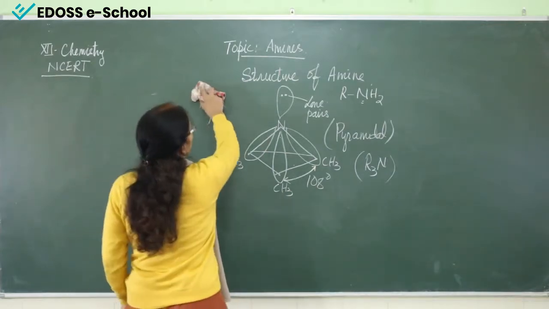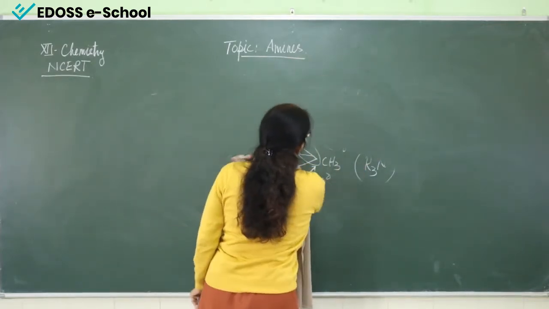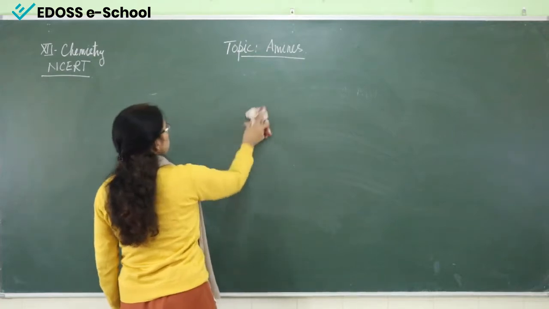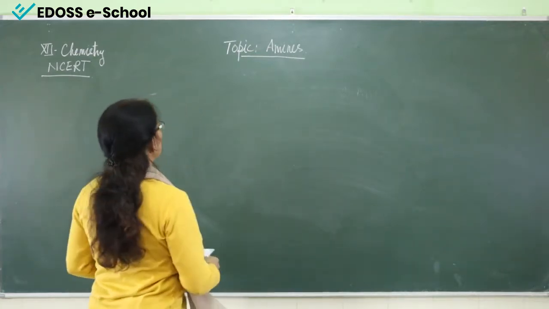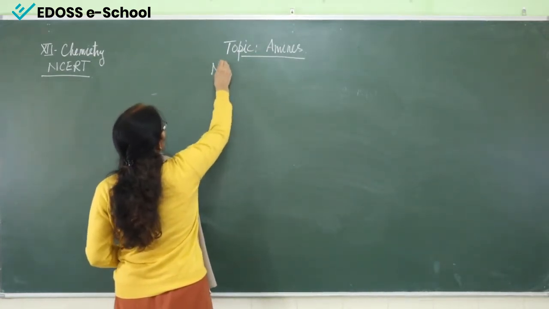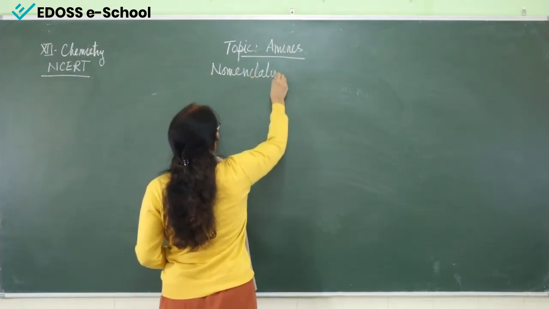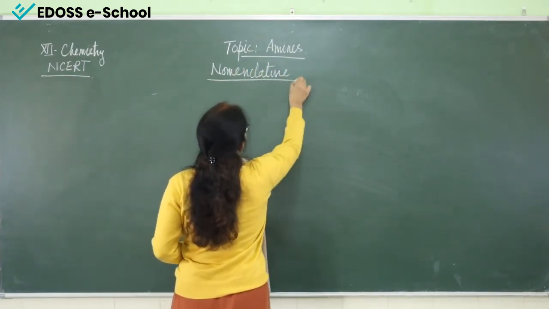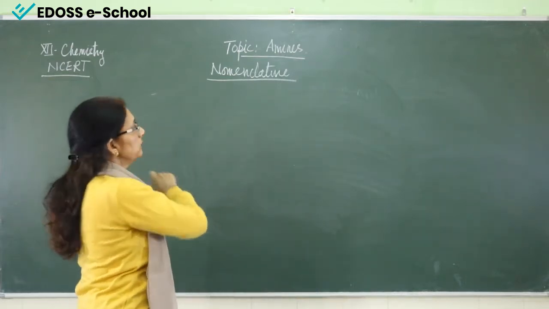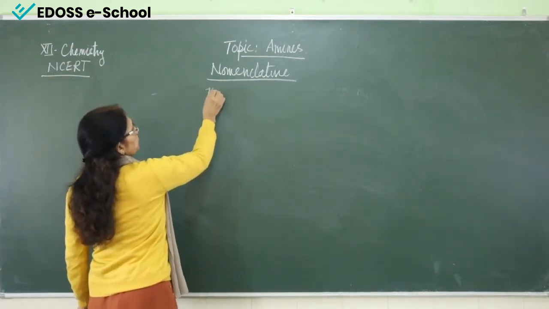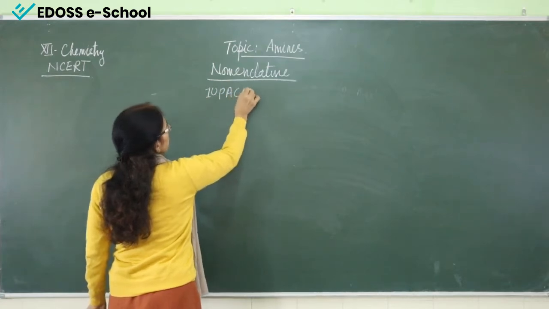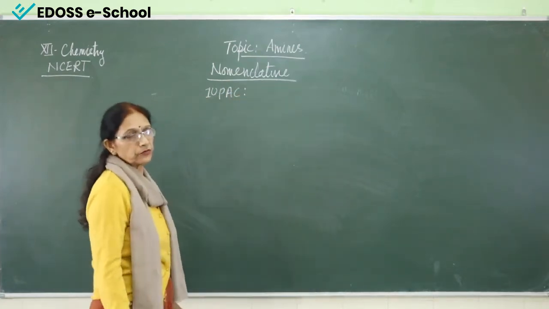Now coming to the next topic, that is nomenclature. Classification we have done, structure we have done. Now we are coming to nomenclature. For nomenclature, the IUPAC name is very important. So how to give an IUPAC name to amines?